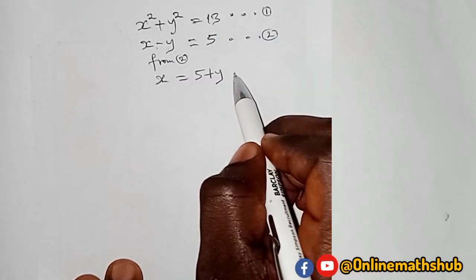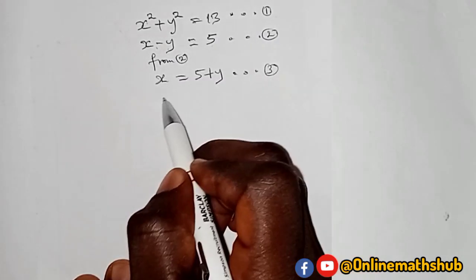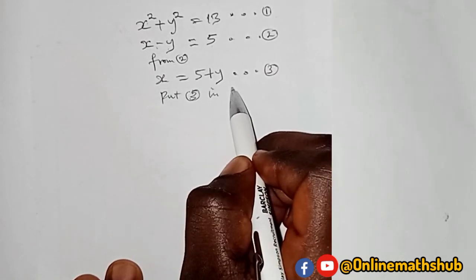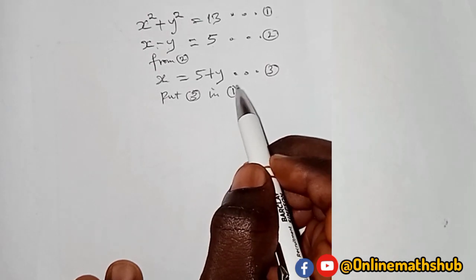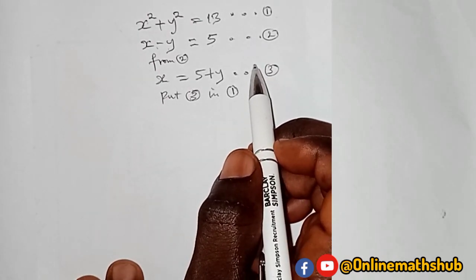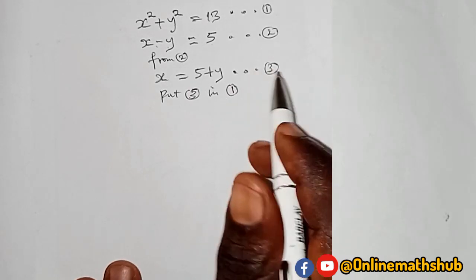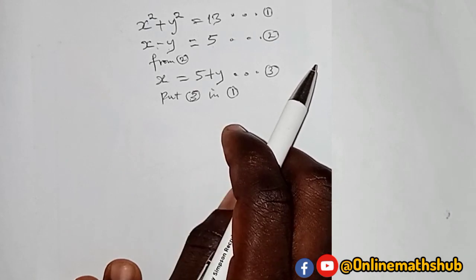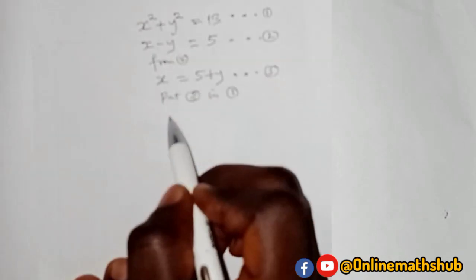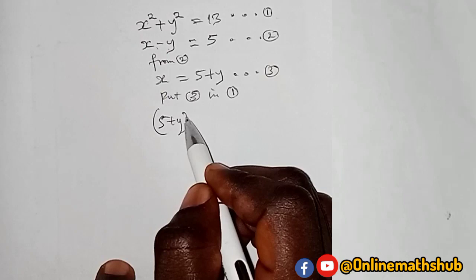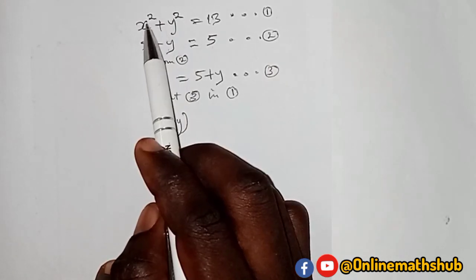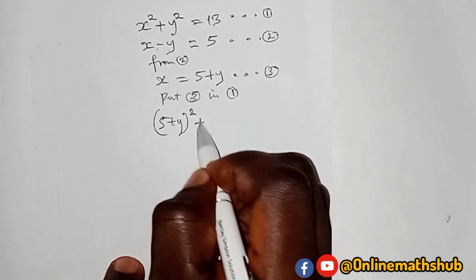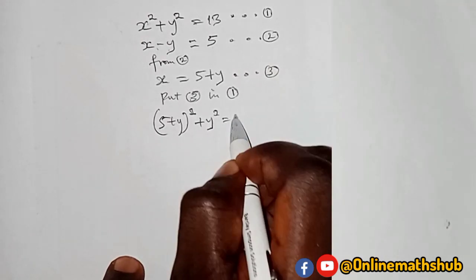Okay, and if I call this equation 3, I'll put equation 3 in equation 1. If you make x the subject of formula in equation 1, you have to substitute in equation 2. If you make one of the variables the subject in equation 2, you need to substitute in equation 1. So doing that, my equation now becomes (5 plus y), and if you look at x here, x is squared, so I'm going to square this bracket, plus y squared is equal to 13.